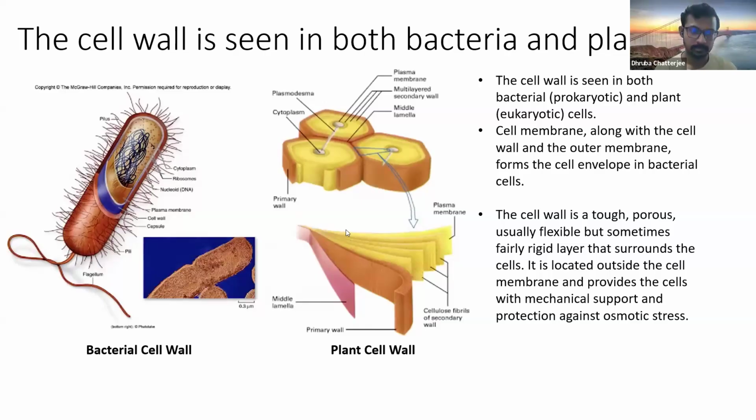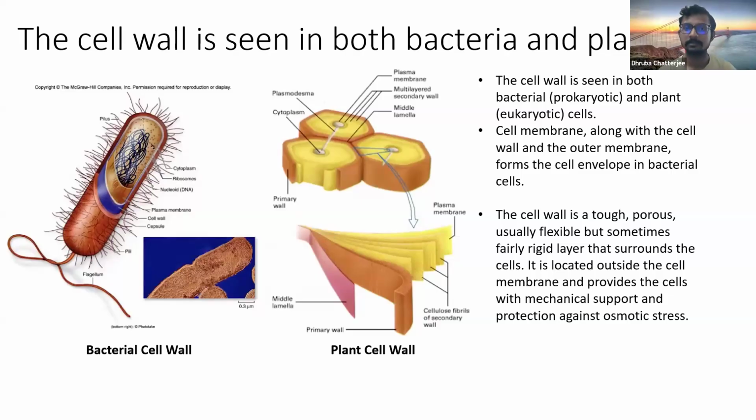Whereas in case of these plant cells, which are eukaryotic cells, there you have the plasma membrane or the cell membrane, and outside the plasma membrane or the cell membrane, you have again a cell wall, which is made up of primarily polysaccharides like cellulose, hemicellulose, and pectin. And that also can be divided into two layers basically. One is a primary cell wall and the other is a secondary cell wall.